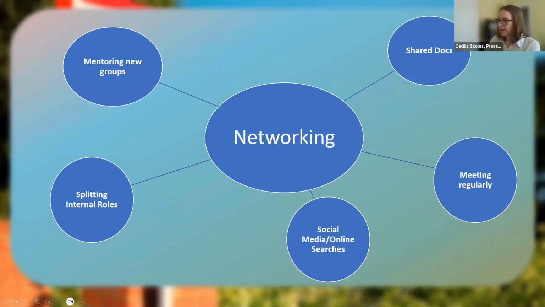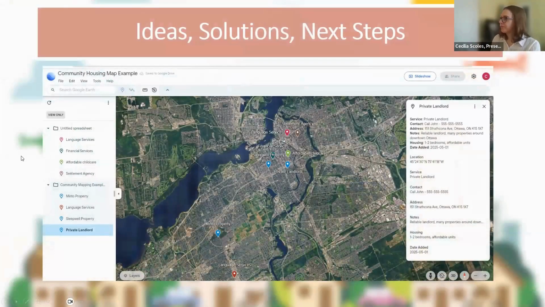So a little bit here on the example. This is just kind of what a community map might look like. This was pretty easy to make. I made it through Google. I don't have a full explanation on how it's made right now, but I can definitely create that kind of document to share around with people.